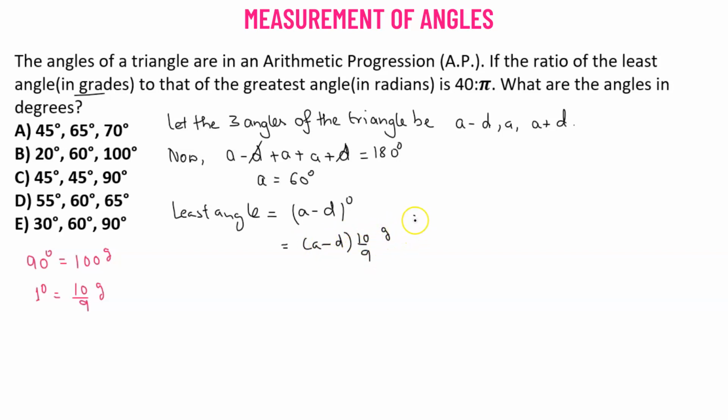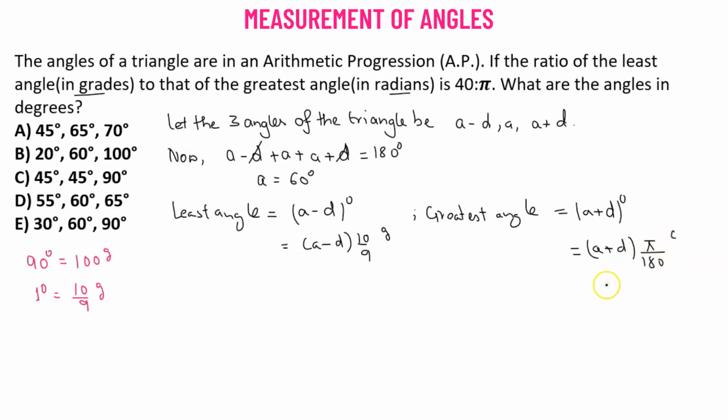Fine. And then coming to the greatest angle. Here the greatest angle is in degrees, and it's given by A plus D degrees. Our goal will be to convert it to radian. All we have to do is take A plus D and multiply it by pi over 180. And this is going to convert the given degree measure to radian measure.